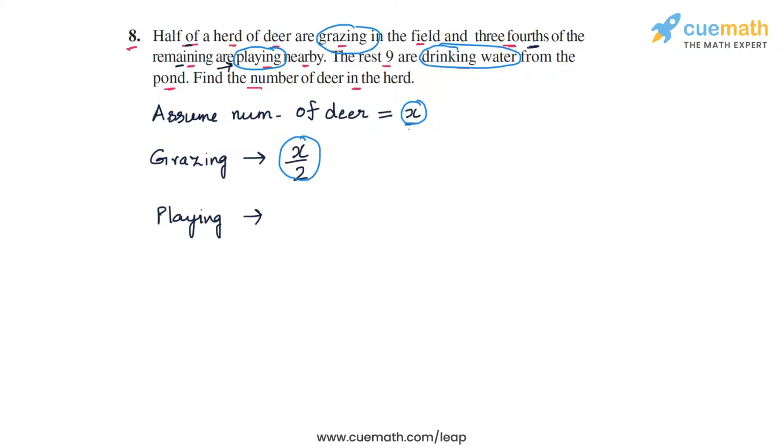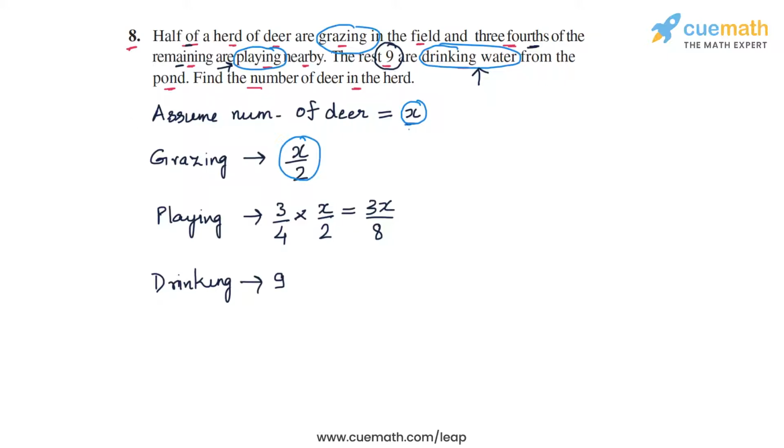So the number of deer who are playing will be 3/4 of the remaining. So 3/4 into x by 2, this will be equal to 3x by 8. These many deer are playing. And what about the number of deer who are drinking water? This is given to us as a number itself, as 9. So the number of deer who are drinking water is equal to 9.